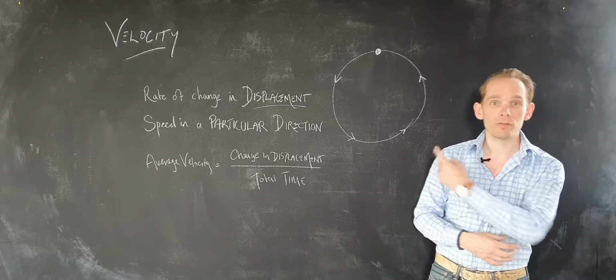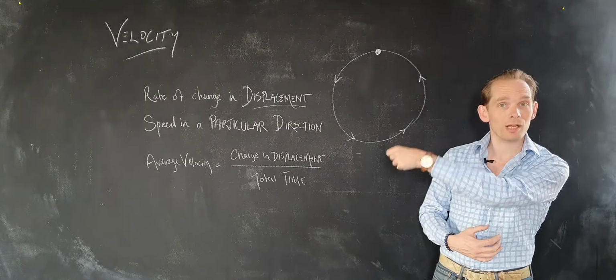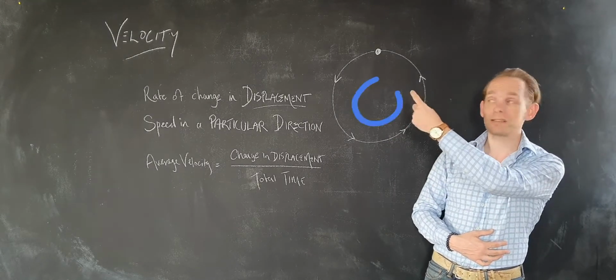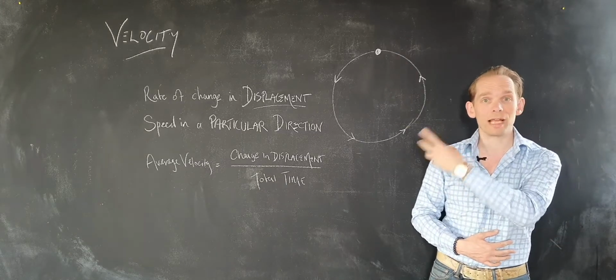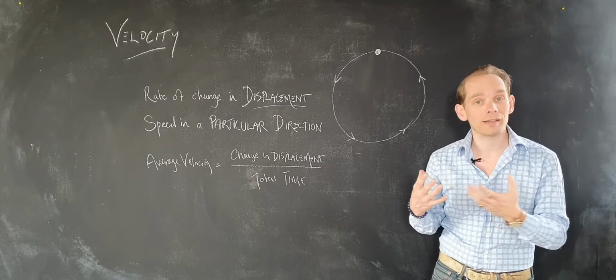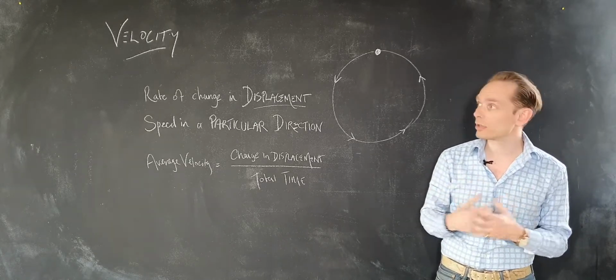Example here of something moving in a circle. This particle can have positive velocity in one direction, and by the time it's gone halfway around the circle, it's got negative velocity. And as it completes one loop, well, its displacement, how far it's moved from its home position, is back to zero. So it's had an average velocity of zero. The negatives and the positives knock each other out.